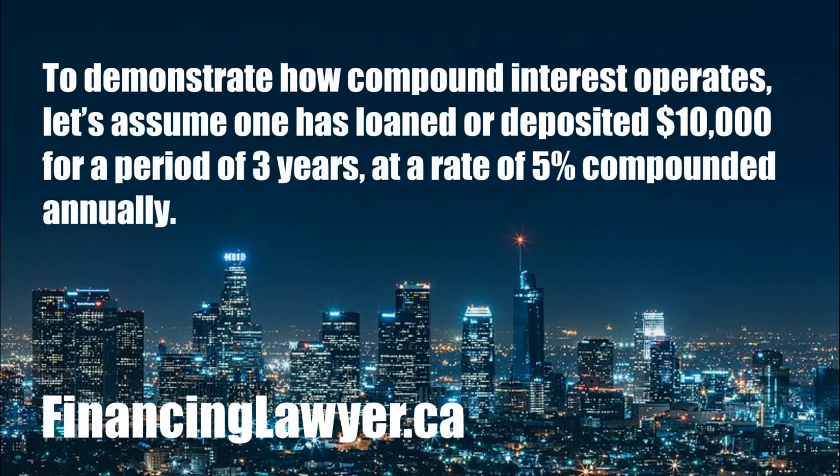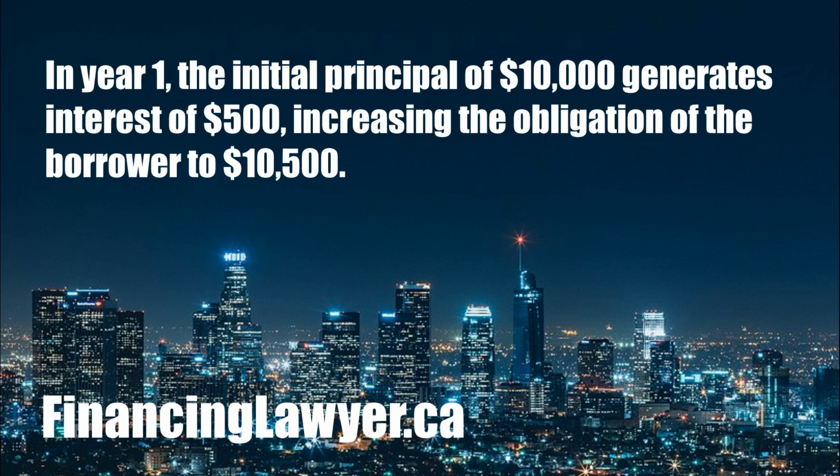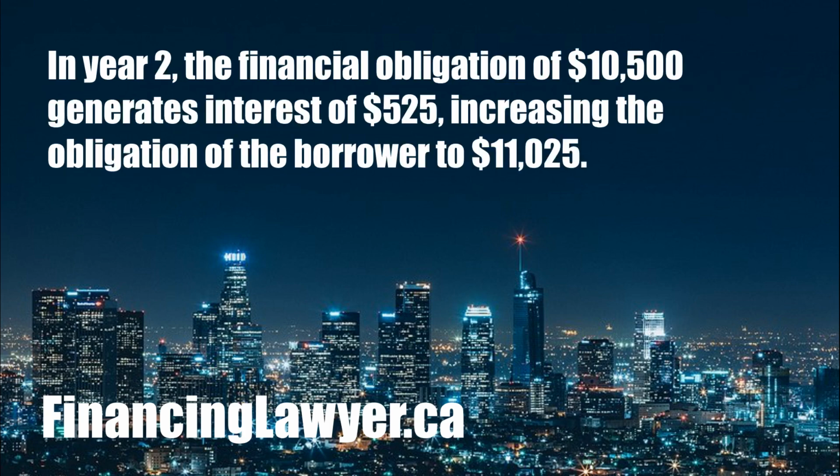To demonstrate how compound interest operates, let's assume one is loaned or deposited $10,000 for a period of 3 years at a rate of 5% compounded annually. In year one, the initial principal of $10,000 generates interest of $500, increasing the obligation of the borrower to $10,500. In year two, the financial obligation of $10,500 generates interest of $525, increasing the obligation of the borrower to $11,020.